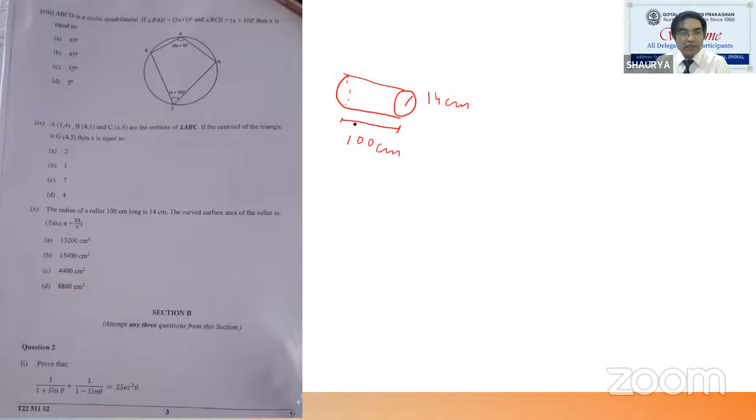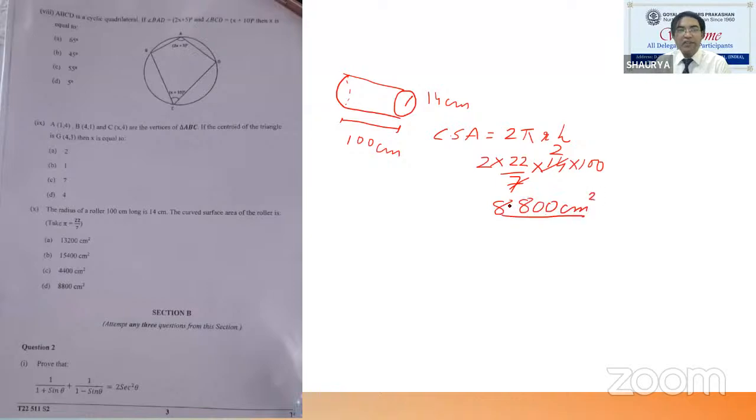We have been asked to calculate the curved surface area. So CSA of a cylinder is simply 2 pi r h. And we have been instructed to use the value of pi as 22 upon 7. Let's plug in the values. 2 into 22 upon 7, the radius is 14, into 100. 7 2s are 14, 22 4s are 88, into 100 is 8800 centimeters square would be the curved surface area of this roller, making D the correct answer.